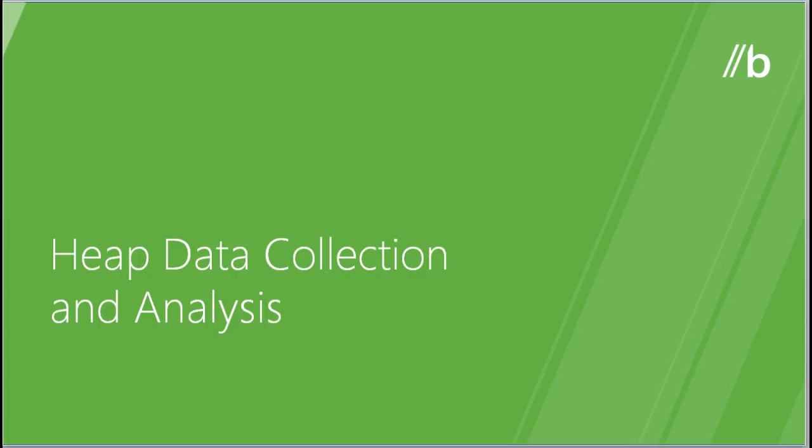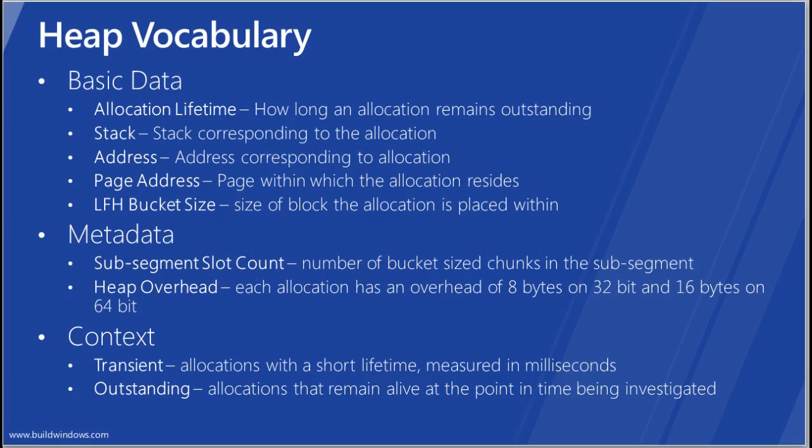So let's talk about how we do heap data collection and analysis using WPA. First thing is we need to go over some basic vocabulary so you can understand how the data is going to be presented within the tools. Every heap allocation has some basic data associated with it. How long it lives, the stack that was used to allocate, the address that the allocation was placed at, the page within which that address resides, and some information about the low fragmentation heap bucket size that allocation was placed within. So the LFH bucket sizes are somewhat granular, but not completely granular.